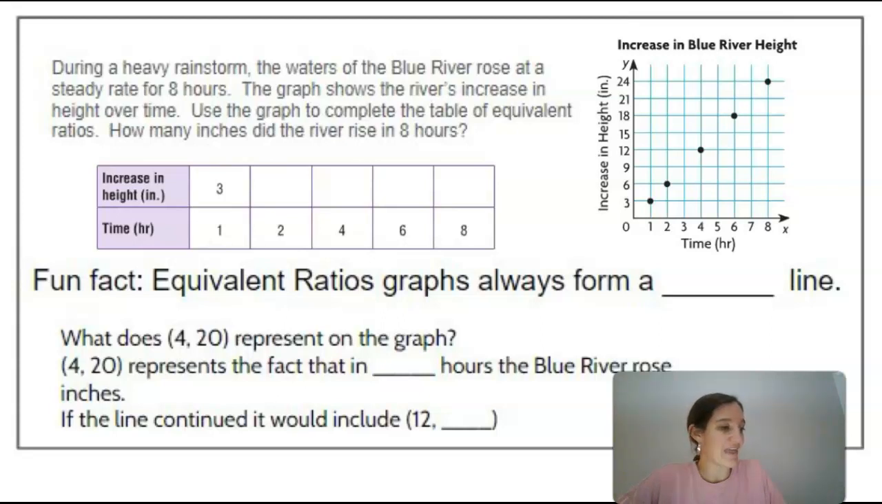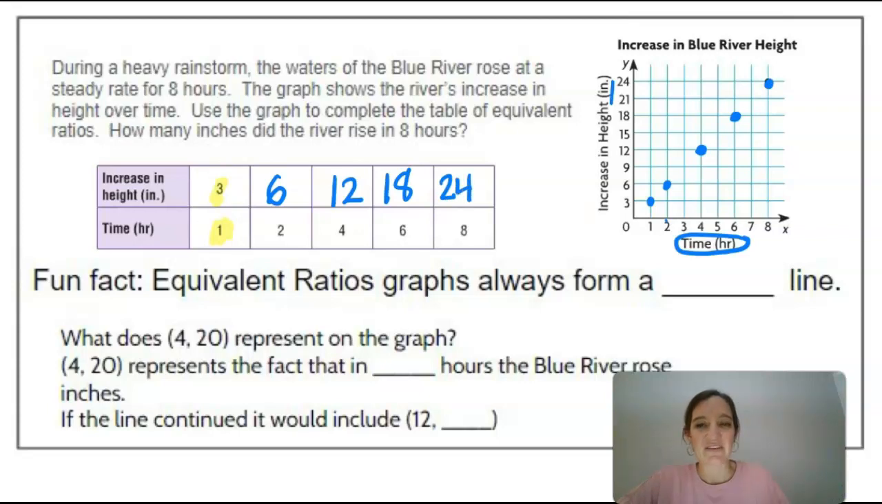So we have that. It looks like after 1 hour, it rose 3 inches. And that is where they got this from. If we keep going, in 2 hours, it rose 6 inches. In 4 hours, it rose 12 inches. In 6 hours, it had risen 18 inches from there. And 8 hours was 24 inches. So I kind of worked backwards.